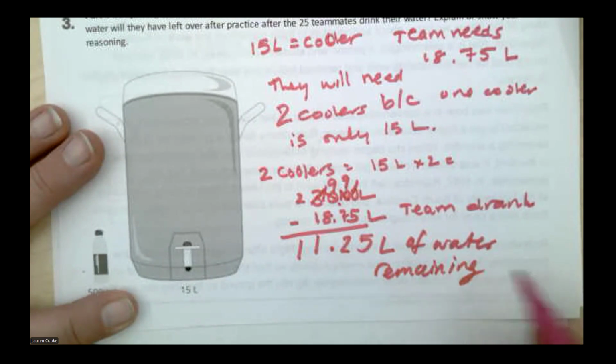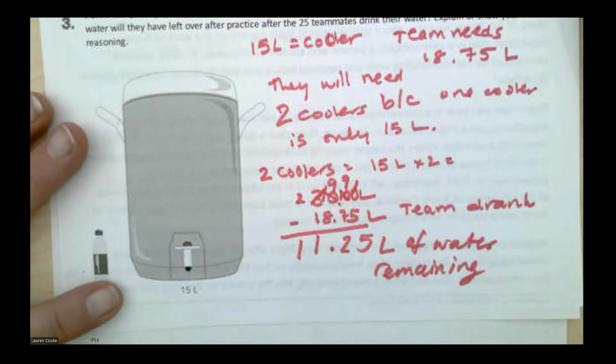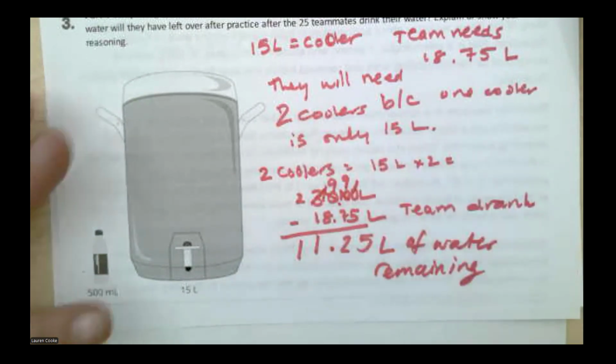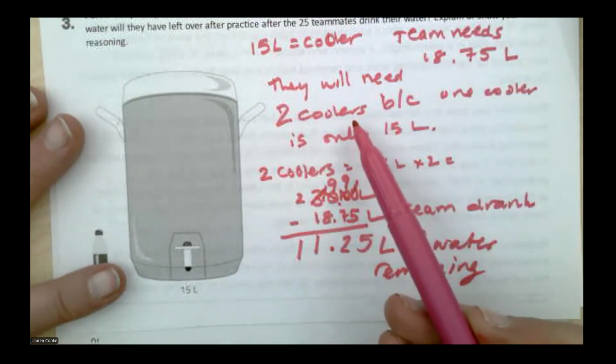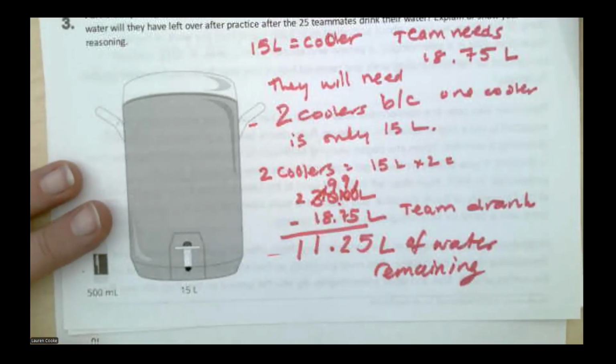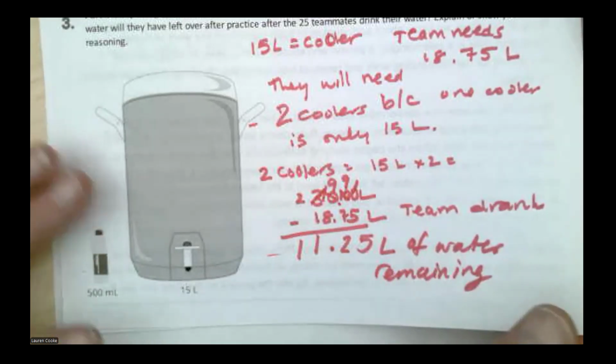Okay. And this is another 3-point question. I have answering about the 2 coolers needed. So that was 1 answer. And then the second answer would be 11 and 25 hundredths. All right, that was kind of fun. I think I'm still going here.